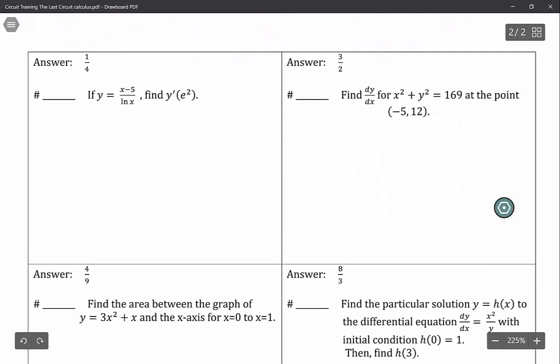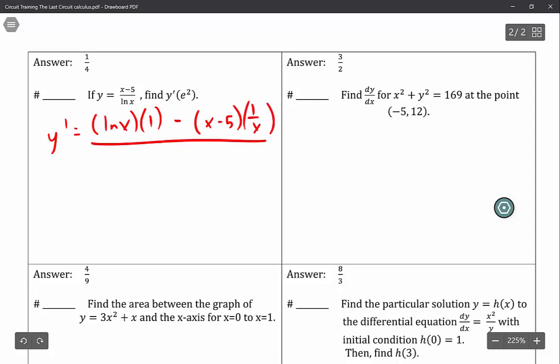We got quotient rule. Very important to know how to do quotient rule. Y prime equals low d high minus high d low. Look at all the parentheses I'm using. That's important. If you don't have these parentheses, you're going to get this question wrong. Over ln of x squared.